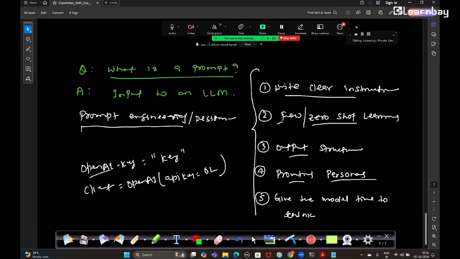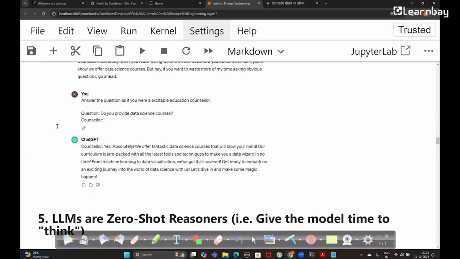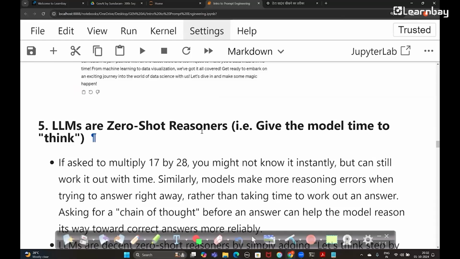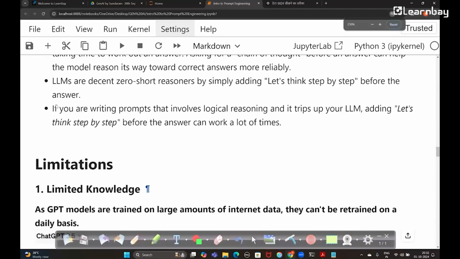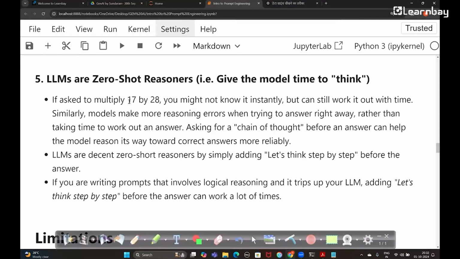You can go here and see this, my friend. The last is that LLMs are zero-shot reasoners. Give the model time to think. So here you can see the example I have taken, guys. If asked to multiply 17 by 28, you might not know it instantly, right? Suddenly I'm asking, tell me what is 17 into 28.